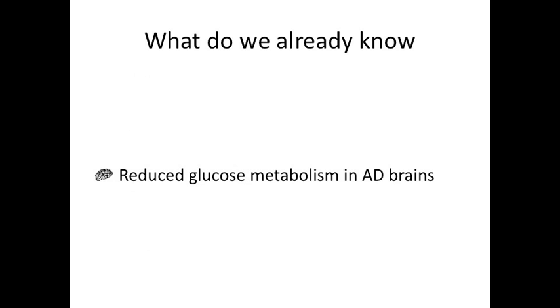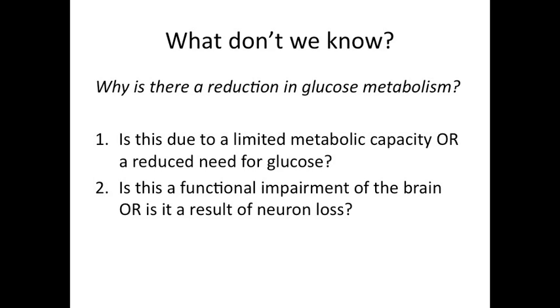So let's take a look at what we already know. It's already well established that there is a decrease in neuronal glucose consumption in Alzheimer's disease. However, the reason behind this decreased glucose consumption is unclear. Is this a limitation of metabolic capacity, unable to metabolize as much glucose, or does the diseased organ require less glucose? Mechanistically, is this a functional impairment, unable to metabolize glucose, or is it due to the loss of neurons?